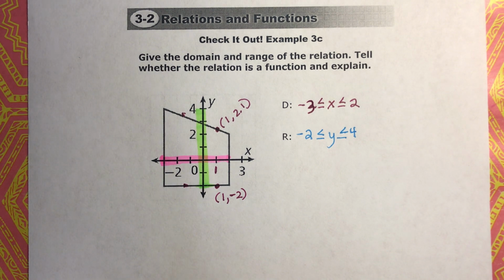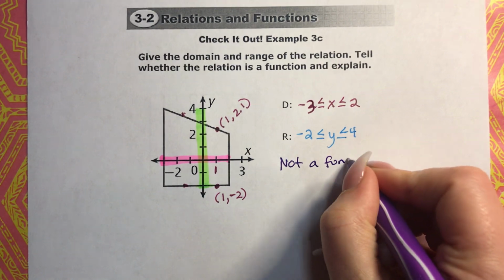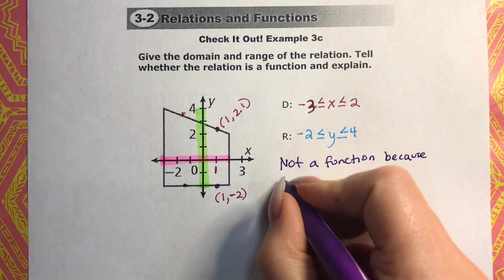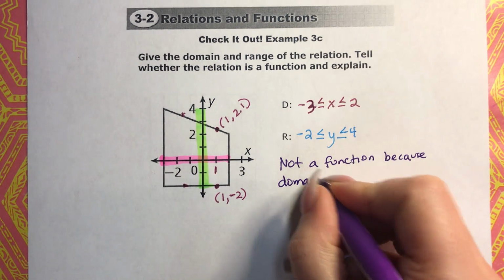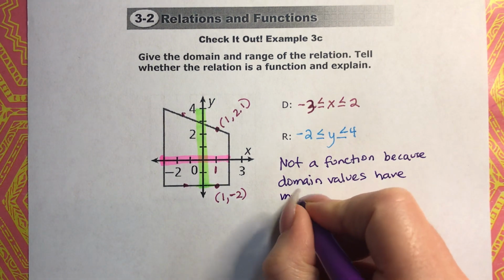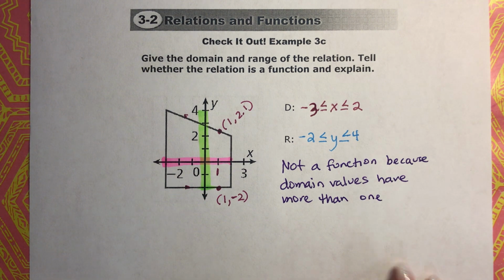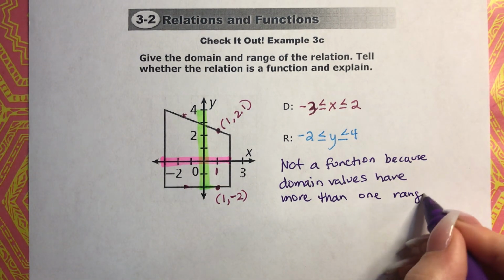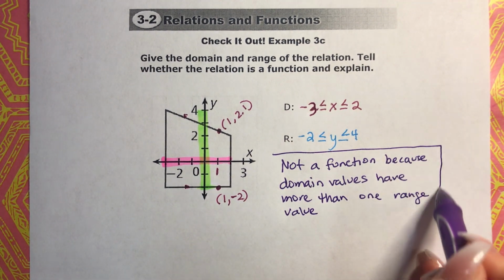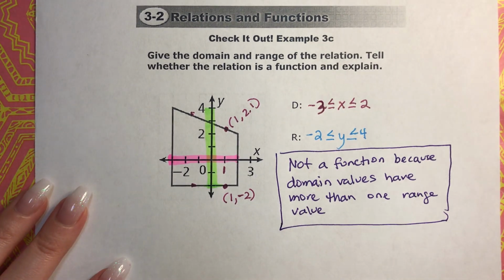So we are going to write: not a function because domain values have more than one range value. Perfect. Okay, so if you got that one right, awesome job.